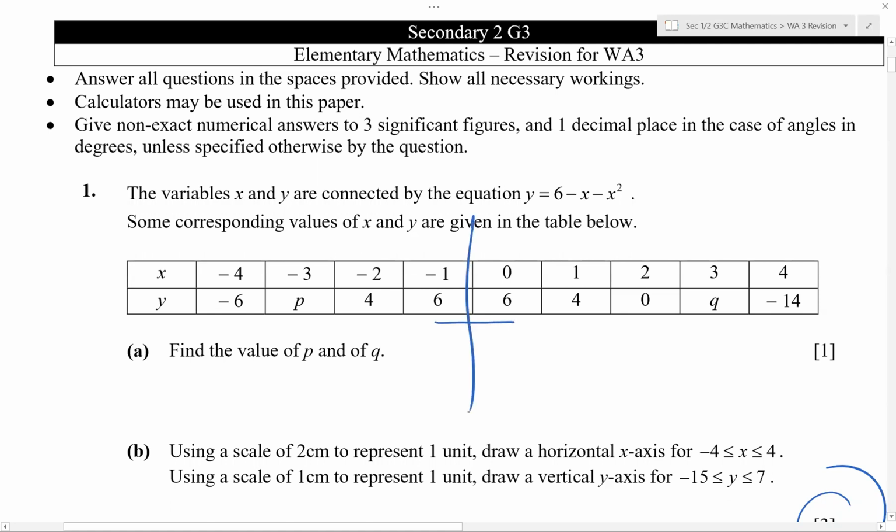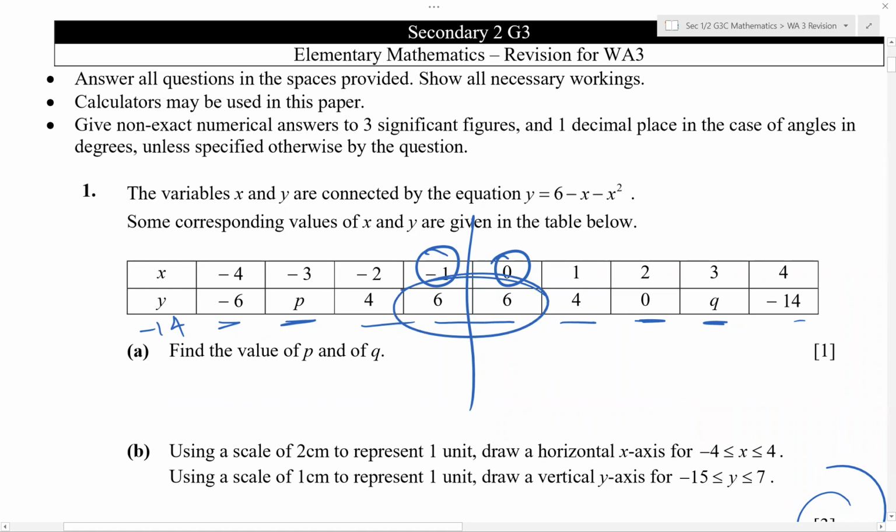6, 6, 4, 4. This is going to be 0 and 0, -6 and -6, then -14, -40. Can you see the symmetry? If you can, then you can determine that actually the line of symmetry is between x equals -1 as well as 0. And then the corresponding maximum value for y will be more than 6. But it shouldn't be too far off from 6.